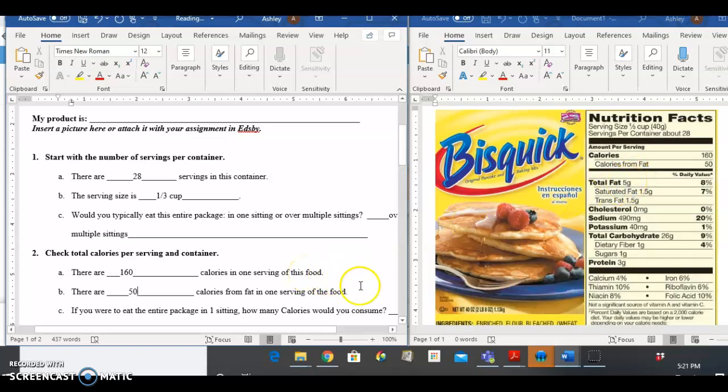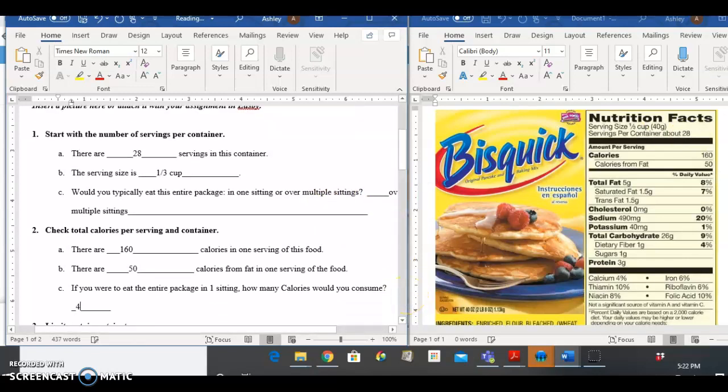All right, and so if I was to consume the entire package in one serving, how many calories would I consume? Well, there's 28 in this package, so I'm going to need to take out my calculator. There are 160 calories in one serving, but we multiply that times 28 because there's 28. That means I'd be consuming 4,480 calories if I consumed this entire box.